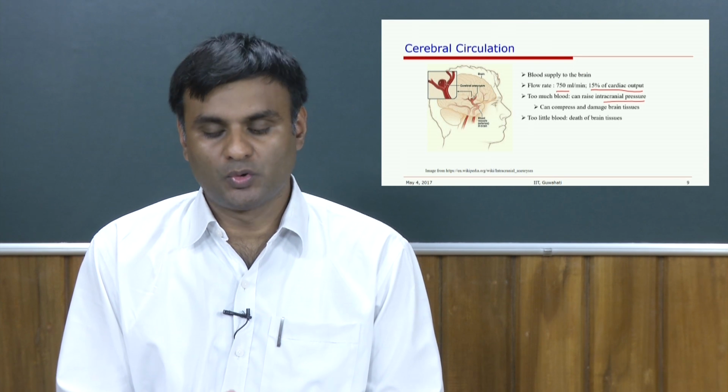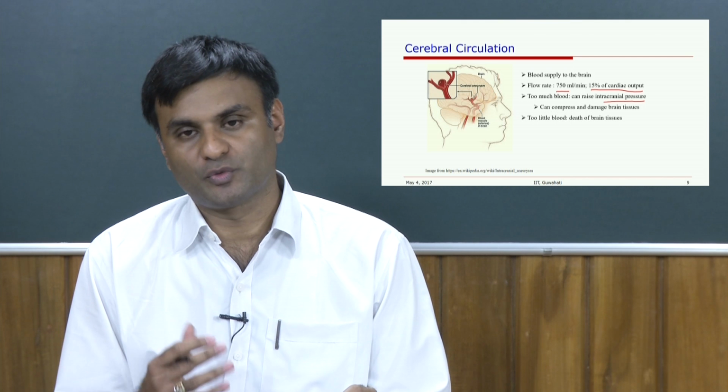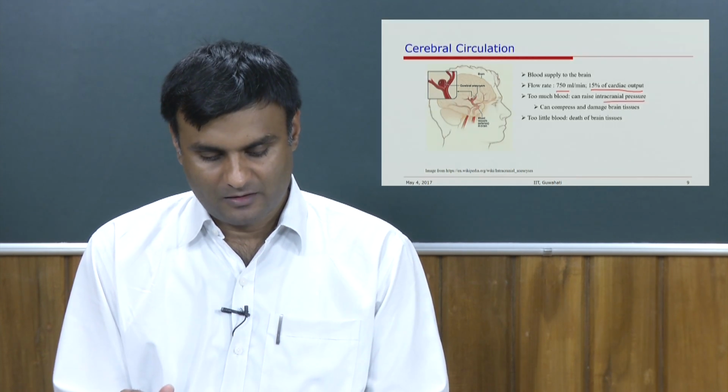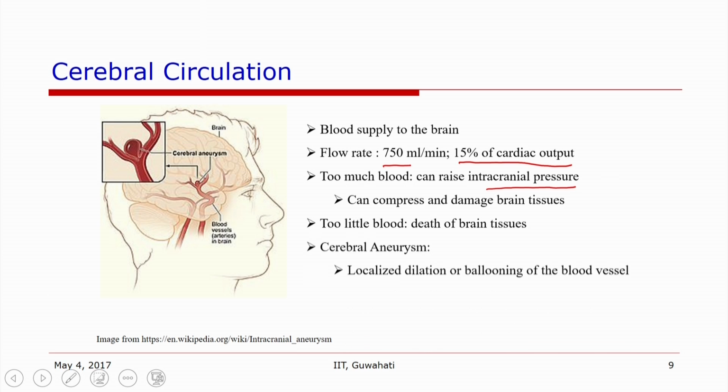If the amount of blood is too little, then it can cause death of the brain tissues. So, both the processes are harmful if the blood is too little or too high, and this is regulated by the body tissues, which is auto-regulated.